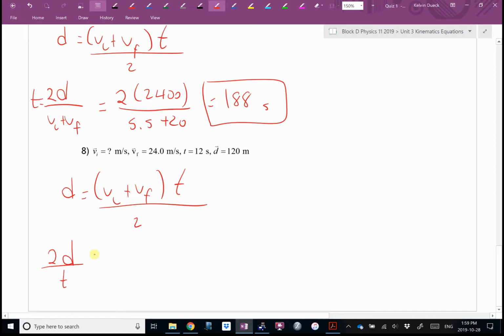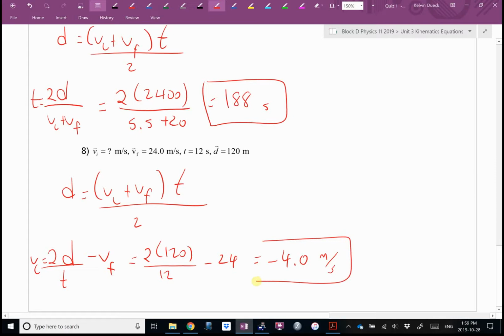So I'm going to do this all in one step. And I'm going to put the VI equals right there. And so it's going to be 2 times 120 divided by 12 minus 24. I can do this in my head. It's 20 take away 24. Is it negative 4 even? Yeah. I'm going to go to 2 sig figs just to make it look like an official answer. But if you just wrote negative 4, I'm not going to freak out. And the units would be meters per second.